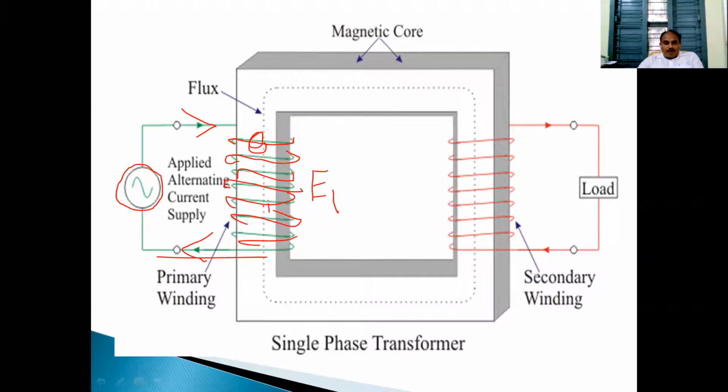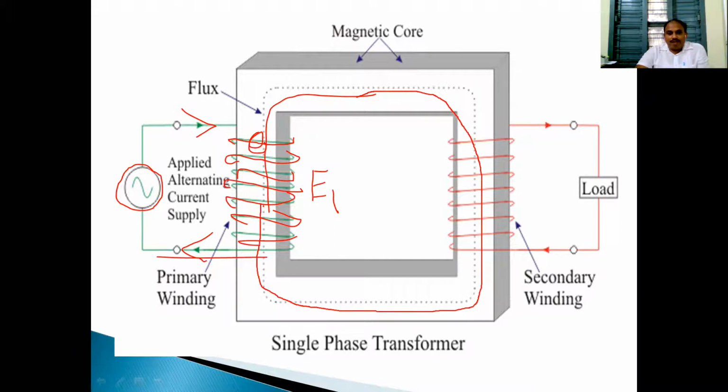The flux produced by the same coil passes through the core, because the core is made with magnetic material. The core allows the flux to pass easily and link with the secondary coil. So this is the flux produced by the primary coil, which passes through the core, links with the secondary coil, and completes its path. This is the magnetic closed path of the magnetic link. This alternating flux links with the secondary coil, and the EMF induced in the secondary coil is called E2. This EMF is called mutually induced EMF. Self-induced EMF E1, mutually induced EMF E2.